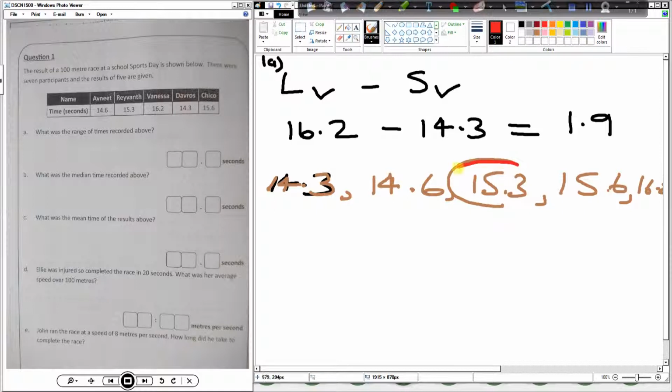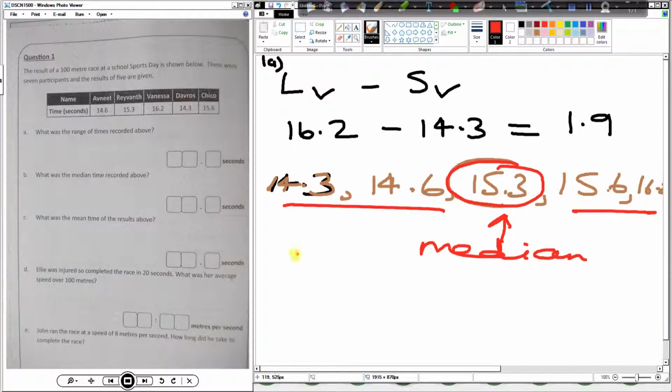The median is the middle value, right in the middle. So we've got 2 data values here, 2 data values there, so that is the median. Lovely. That's 1A, that's 1B done.